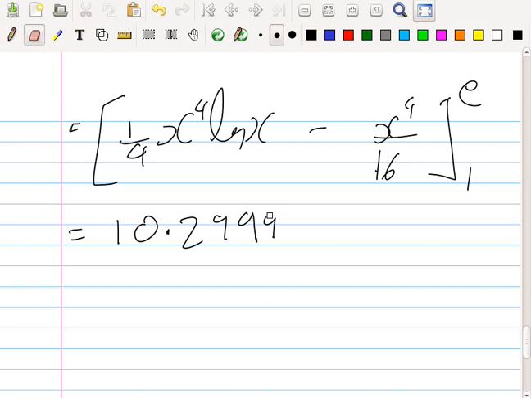$10.299. So yeah, we'll definitely round that off to 10.3. I don't know, that was 5 marks. I guess that's not too bad. 5 marks. Good enough. Yes.